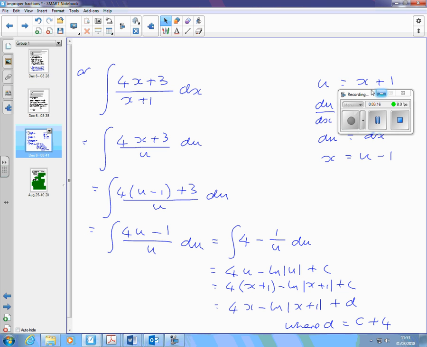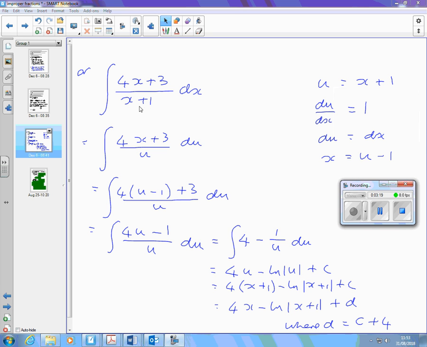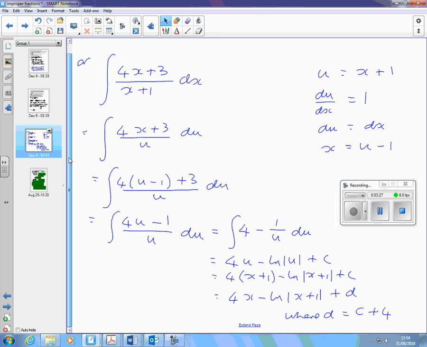We could have done the same one using a substitution. You let u equal whatever was in the denominator. So in this one, dx will equal du. x will equal u minus 1. And when you complete the substitution, you get 4u minus 1 over u, which can be written as 4u over u, because we now have one term in the denominator. So that can be written as 4 minus 1 over u. And it's the same integral as we had before. Remember to write your answer in terms of x.